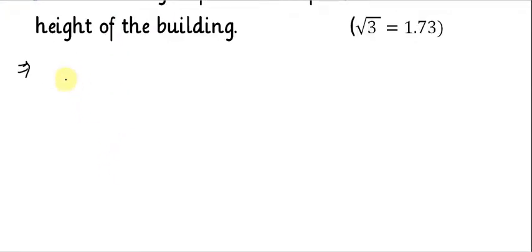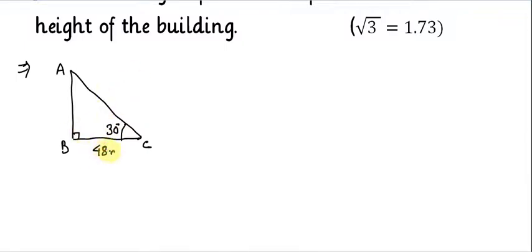So first let's assume this line as a building and a boy is standing at 48 meter, that is position C. This AB is the building, so the building makes a 90 degree with the ground, and this is the line of vision. So the boy is looking at the top of the building with 30 degree elevation. So his BC is 48 meter.